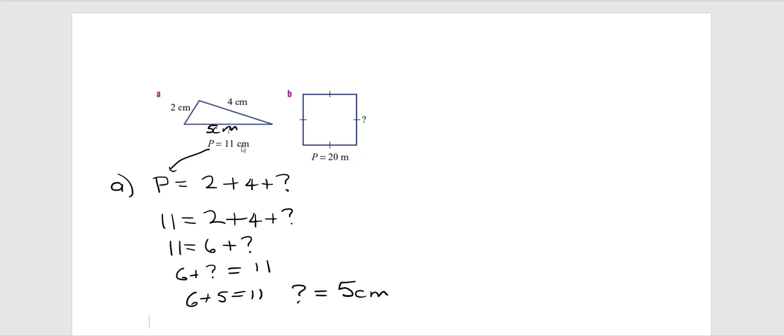2 plus 4 plus 5 gives me my perimeter. And for B, I'm doing the same thing. I've got a square. Now, they haven't actually told us any number other than the perimeter is equal to 20.